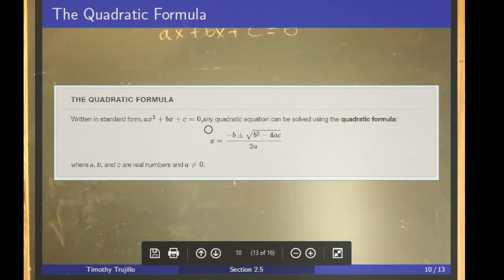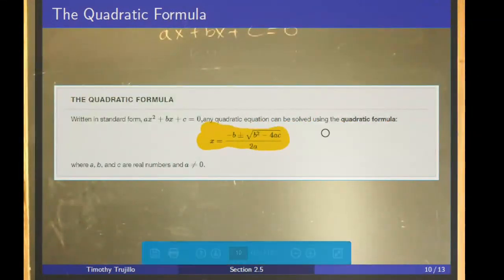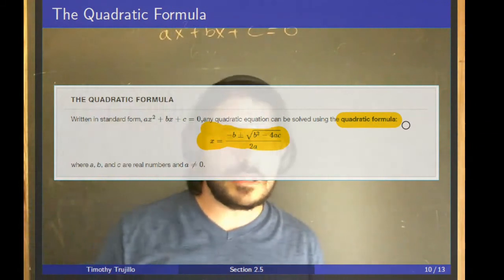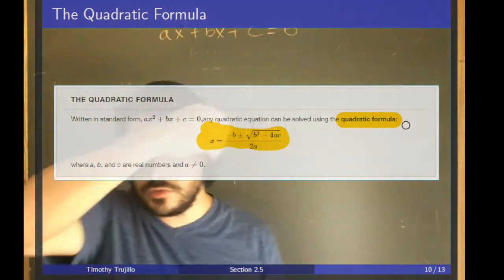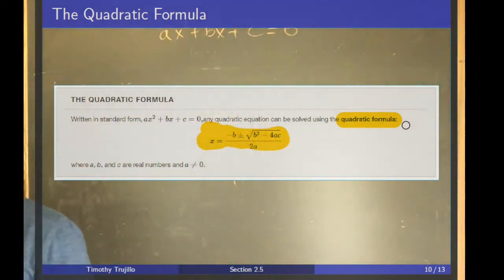And when you do that, you get this beautiful equation here, which is often referred to as the quadratic formula. So anytime that you use the quadratic formula, what you're essentially doing is skipping the steps of completing the square. So completing the square is where the formula comes from. And let me talk a little bit about this formula.